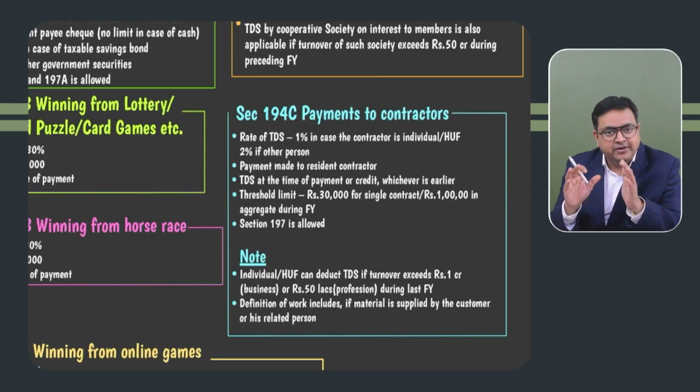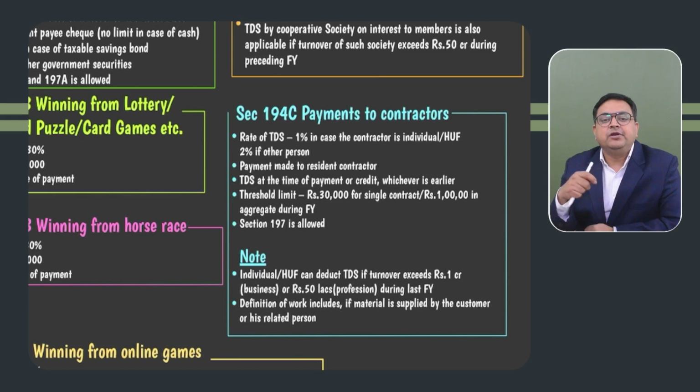Got it? So please remember 1% or 2%, threshold limit 30,000 for a single contract. If the contract is less than 30,000, no TDS, but if the aggregate exceeds rupees 1 lakh, then TDS will be deducted, 1% or 2% depending on the contractor. Got it? So who will be deducting the TDS?